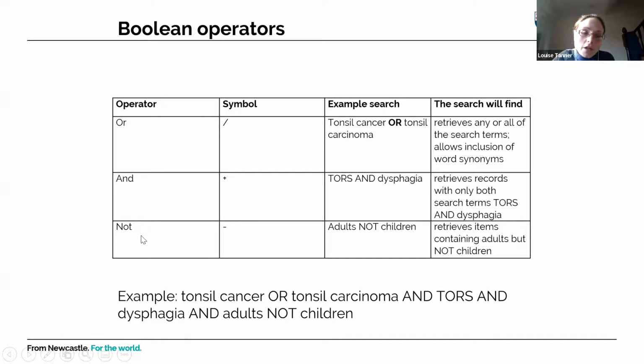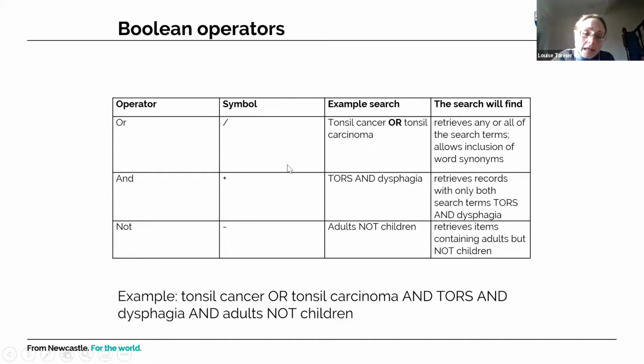And you can use the term NOT to exclude certain studies from your search results. If you're only interested in adults, and you're not interested in literature where the study has been done on children, then you could say adults NOT children. That will retrieve journal articles where the study has been completed on adults, and it will exclude any literature where the study has been completed on children.